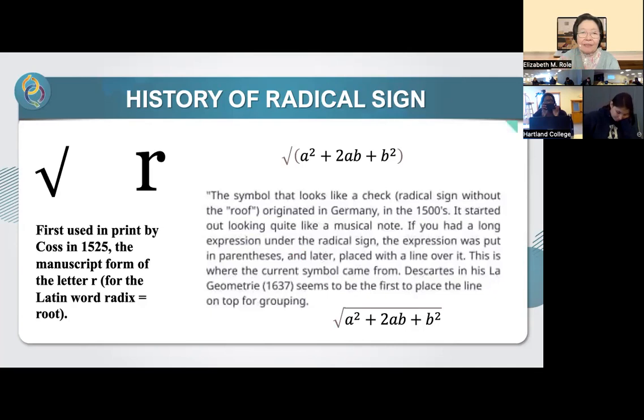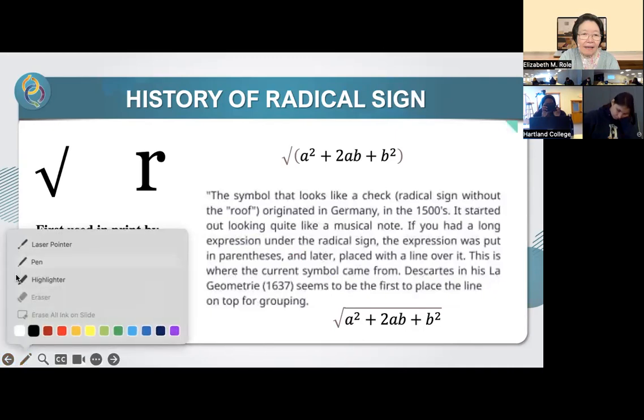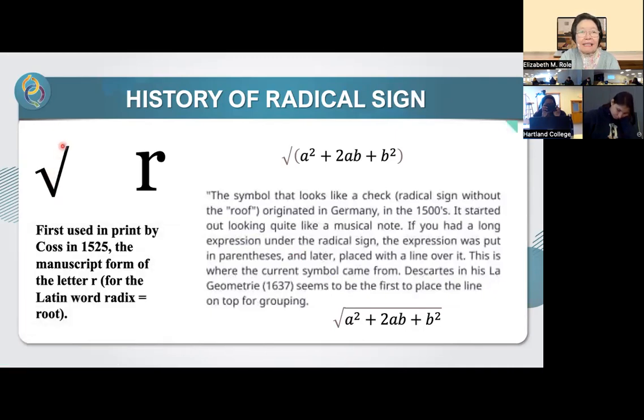In the beginning, it was just like this. There's no roof on top. It's just like a check mark, which is associated with the letter R. Then it appears like a musical note. And whenever they have a long expression under the radical sign, the radicand, they just use parentheses. So it will now be this symbol with parentheses.